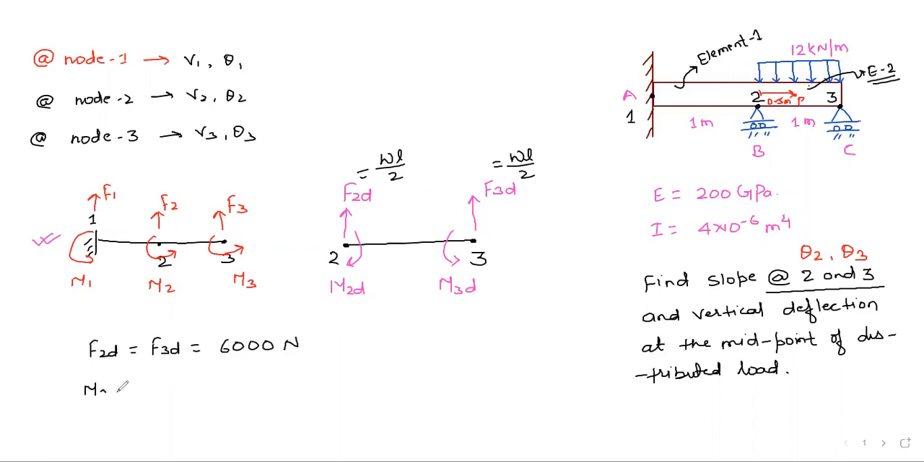Now M2D will be equal to M3D. Due to this load, the fixed end moments, you remember, are WL square by 12. So WL square upon 12, W is 12, L is 1, upon 12. Once you calculate it, you get 1000 Newton meter. So we have calculated the values of F2D, F3D, M2D, and M3D. This all depends upon the load. If the load intensity is different, these values will be different. And remember one thing, whatever the load and values are given, we have to take them in Newton and mm, so that the final answers will be easy to calculate.